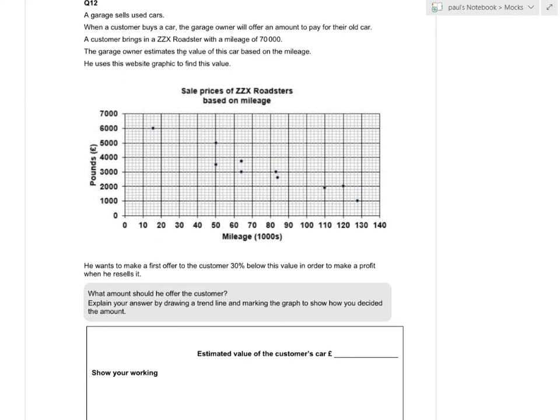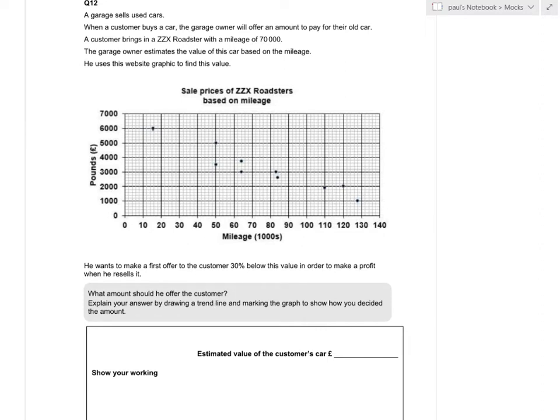A garage sells used cars. When a customer buys a car, the garage will offer an amount to pay for their old car. A customer brings in a ZZX Roadster with a mileage of 70,000. The garage owner estimates the value of the car based on the mileage. He uses a website graph to find the value, sale prices of the ZZX based on the mileage. He wants to first make an offer to the customer 30% below the value in order to make a profit. What amount should he offer the customer?